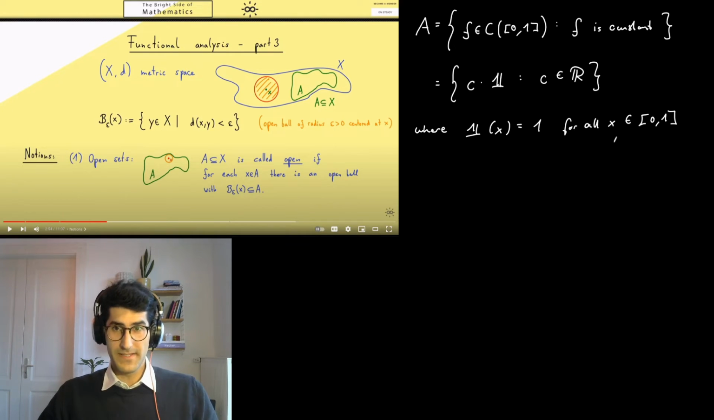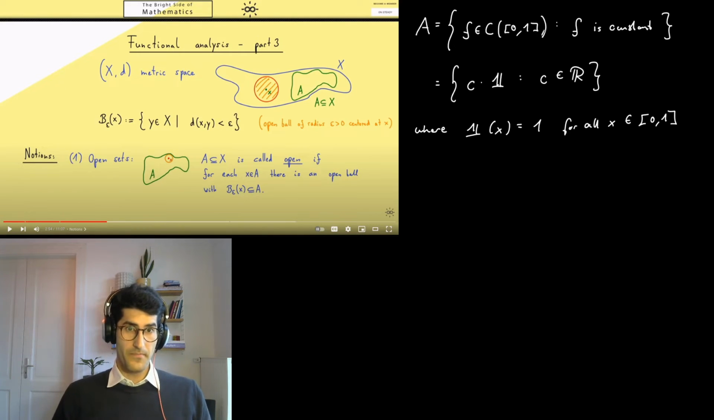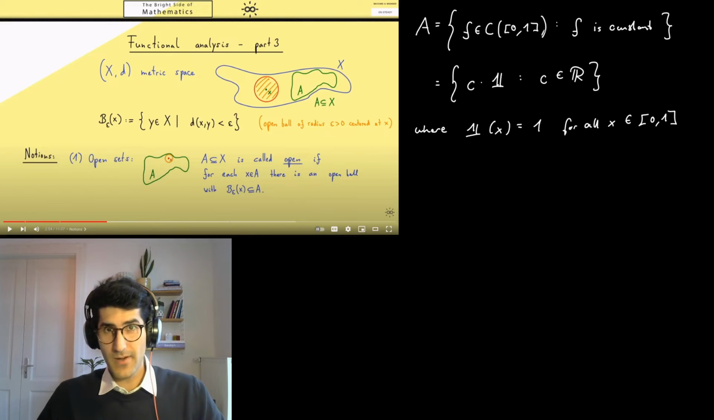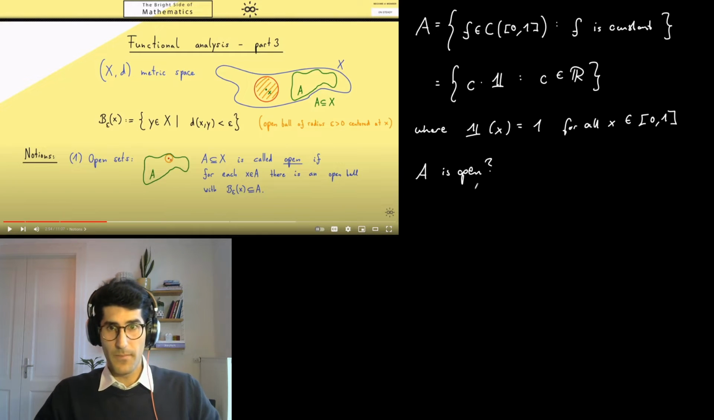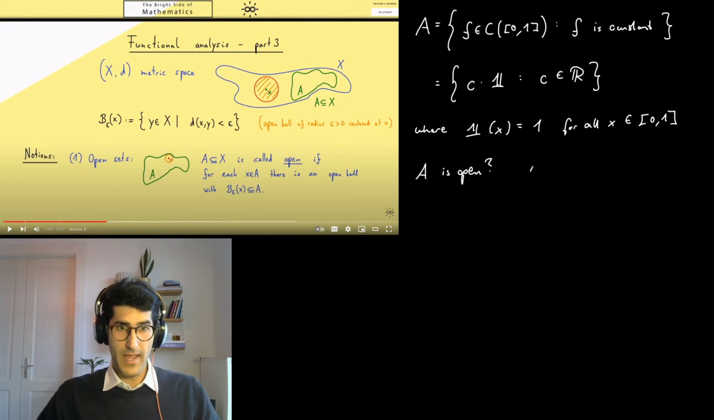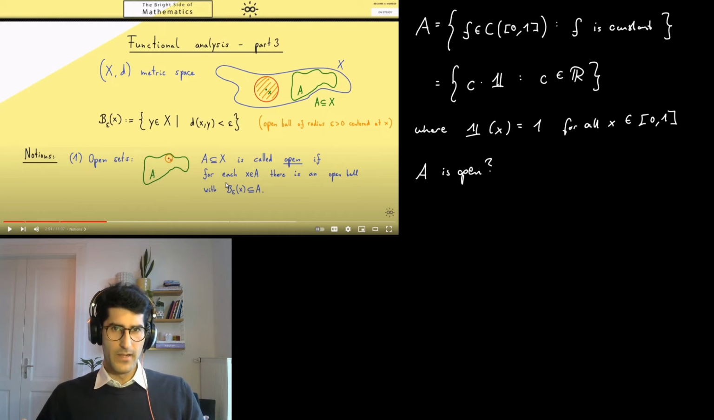All right, we have a subset of continuous functions on the unit interval, and we have a term, openness. Let's try to find out whether A is open. Maybe before we start, let's check with our intuition and do the same sketch as before for a certain element of A. Note that in order to check for openness, we need to check a condition for each and every point.